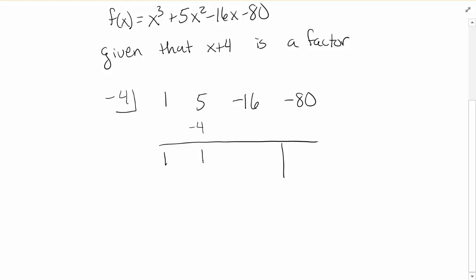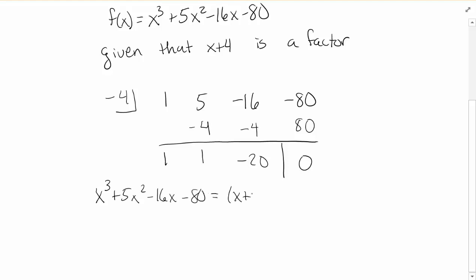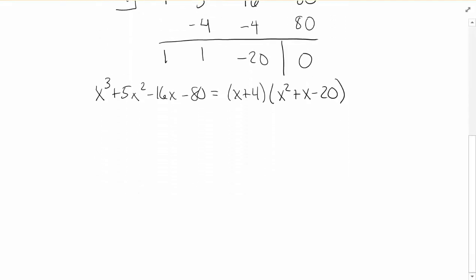Multiply by the thing in the box. 1 times negative 4 is negative 4. Add the column: negative 20. And negative 4 times negative 20 is positive 80. Add the column, and I did indeed get a 0 for the remainder, as I was expecting. So what this means is x cubed plus 5x squared minus 16x minus 80 is equal to x plus 4 times the quadratic whose coefficients I have left: 1x squared plus 1x minus 20. Again, remainder of 0, so I can see that x plus 4 was a factor.